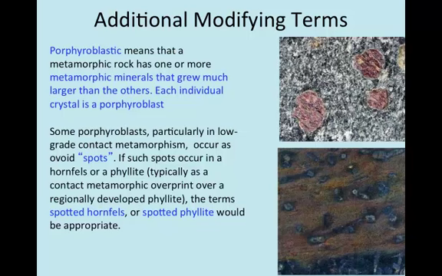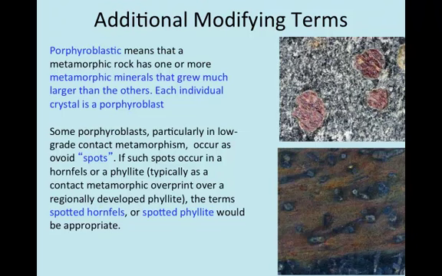Now, I've been using the term porphyroblast for a while, and porphyroblasts are these large crystals in any metamorphic rock that grew much larger than other minerals in that rock. And each individual crystal in this garnet phyllite here, each individual porphyroblast is a porphyroblast, but the rock itself gets a textural term of porphyroblastic.